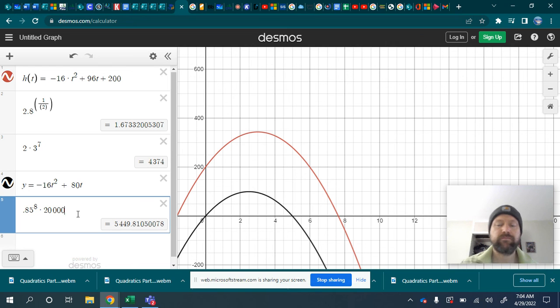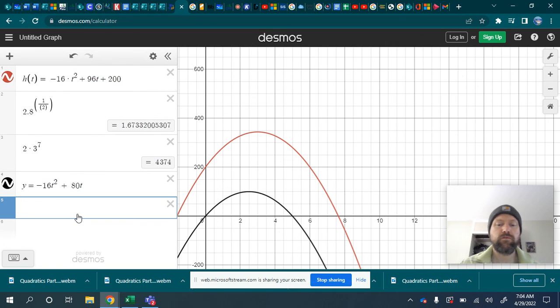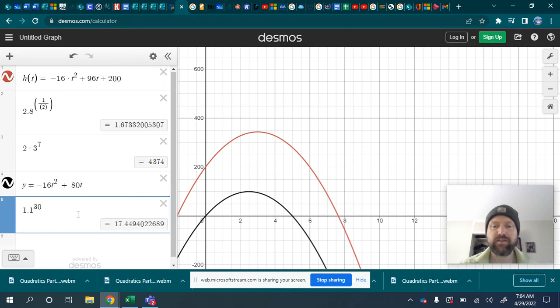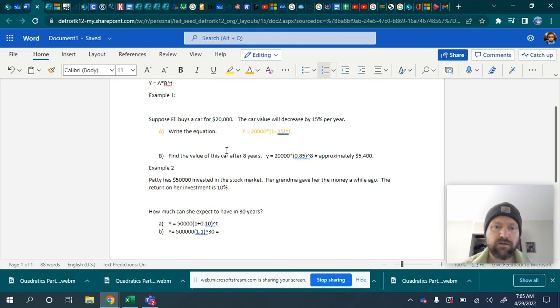So let's go back to this. So we're going to do 1.1 to the power of 30 years and see what that is. The exponent goes first. So she's going to have, 30 years from now, 17 times as much money as she had. Okay, this is the power of the stock market, but you have time. It takes time. So times it by 50,000, right? She's gonna have $872,000. Okay, and some change. I'm gonna say approximately 872,000. That's my answer. Okay.